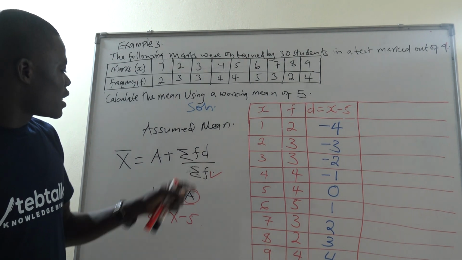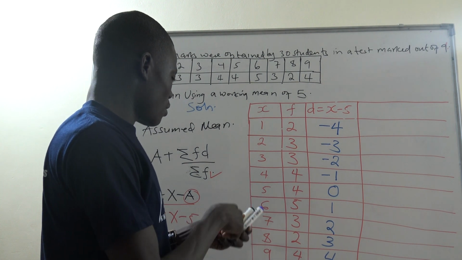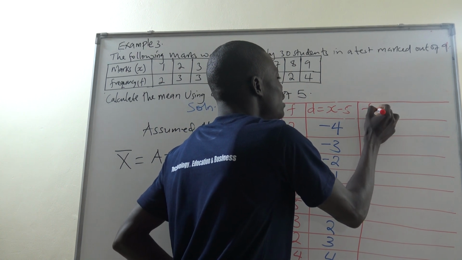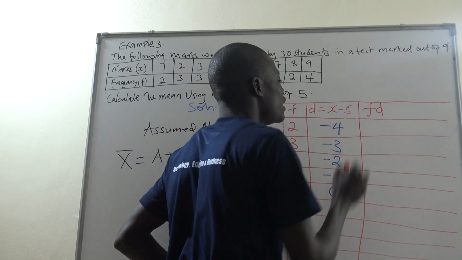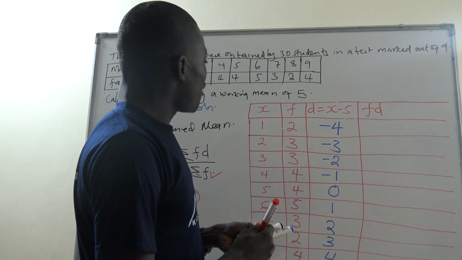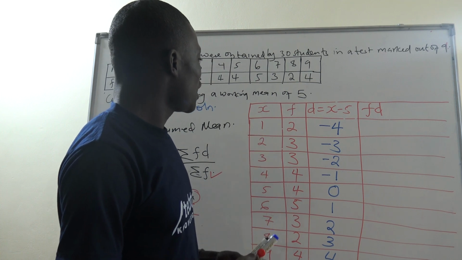Then immediately after finishing, since we have our D, we can now get FD, which is frequency multiplied by the deviation D. So our next column will be for frequency times D. You multiply frequency with the corresponding D in each row.